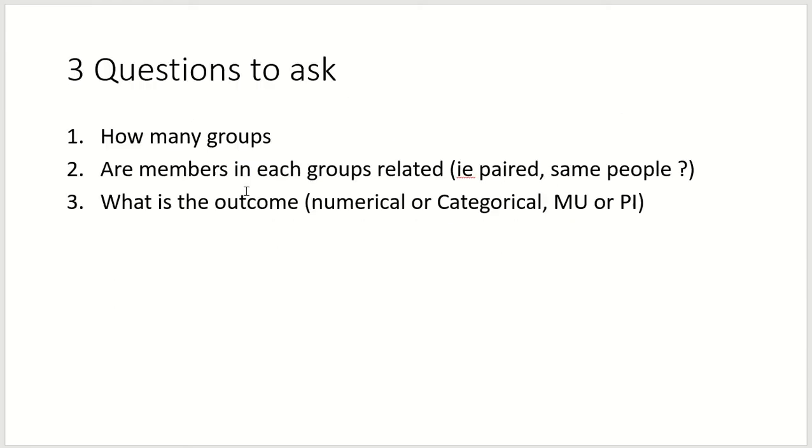The first thing I want you to remember is that if you want to know what the statistical test is and what type of hypothesis you will be testing, remember the three questions to ask. How many groups do I have? Are the members in each group related? That is, are they paired? Are they the same people, for example? Obviously, if you have only one group, then question number 2 does not apply. And then you ask your question about your outcome. Is it a numerical outcome or a categorical outcome? Therefore, are you going to look at mu or pi? Okay, so let's look at these scenarios one by one.